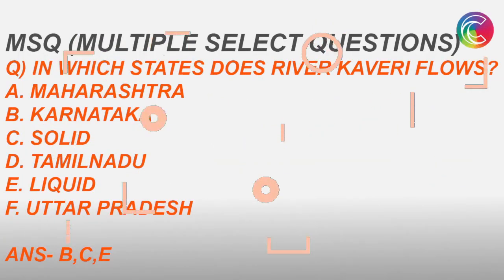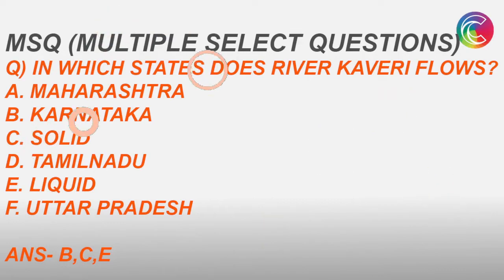Then multiple select questions: one question may have options, and there can be a number of options which are right, and you have to select them all, whichever are the right options. An example for this is, in which state does the river Kaveri flow? There are options like this: Maharashtra, Karnataka, solid, Tamil Nadu, liquid, Uttar Pradesh.